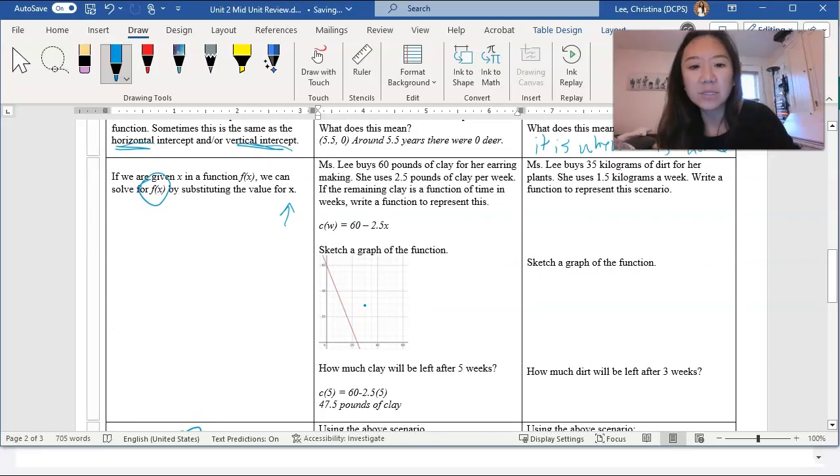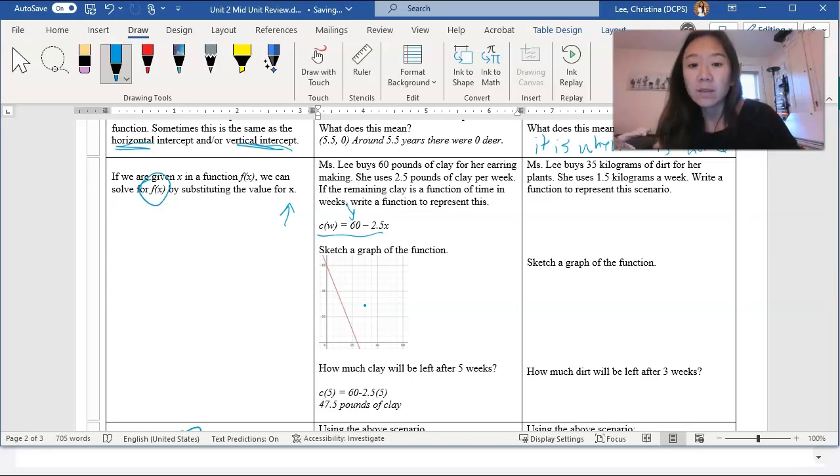So here's an example. Miss Lee buys 60 pounds of clay for her earring making. I do actually make earrings. She uses 2.5 pounds of clay per week. If the remaining clay is a function of time in weeks, write a function to represent this. So here's the function. This is my starting amount of clay, and then every week I use 2.5 pounds. So I'm subtracting 2.5 pounds per week.